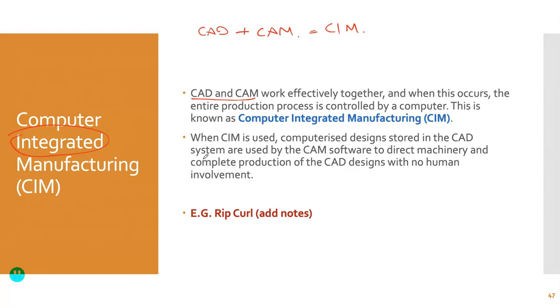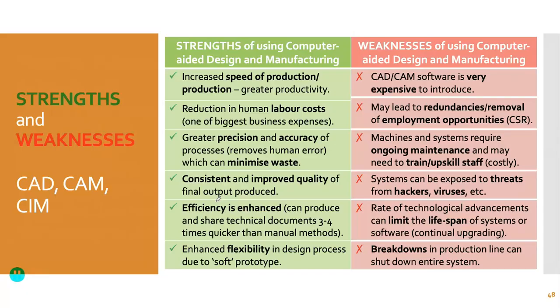When this is used, computer designs made by CAD are used in the CAM software to direct the machinery to make this. And you might look up Rip Curl as an example, but lots of businesses do this. So what are the advantages?